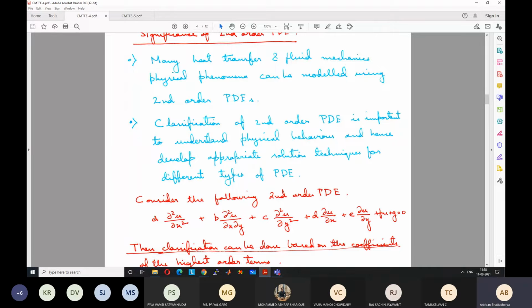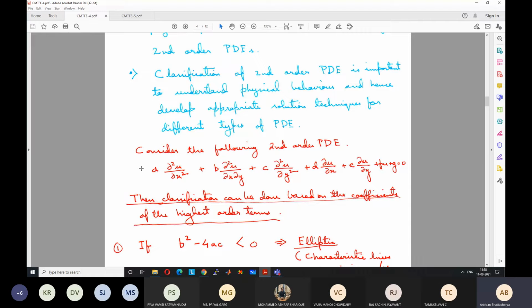So let us consider again the general second order PDE: A del square U del x square plus B del square U del x del y plus C del square U del y square plus D del U del x plus E del U del y plus FU plus G equal to 0. All the terms are present: second order terms, first order terms, zero order terms, constant.